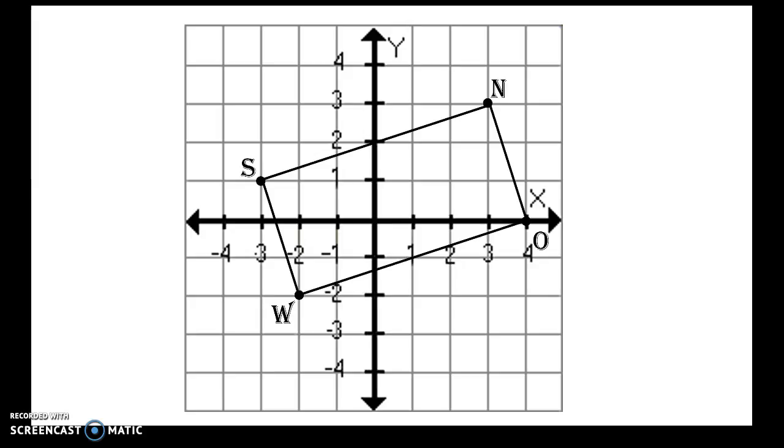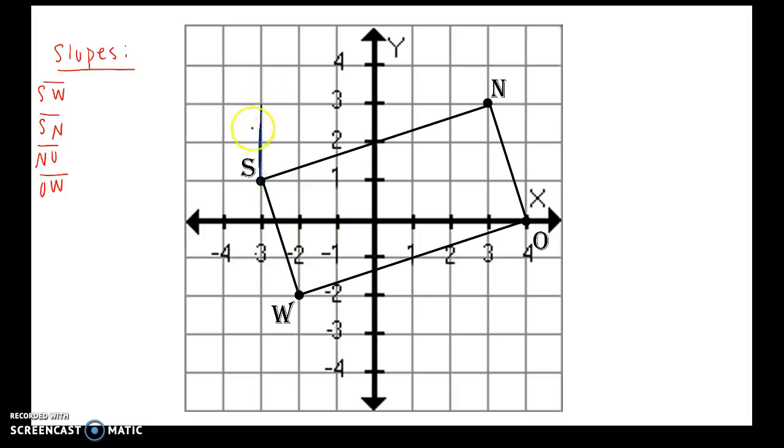All right, so on the first day of 2-2, we classified triangles, and we know our classifications for triangles. We started with the slope of each segment and the length of each segment. So we're going to do the same thing here. So we have 4 segments, SW, SN, NO, and OW. So the first thing, find the slope of each segment.